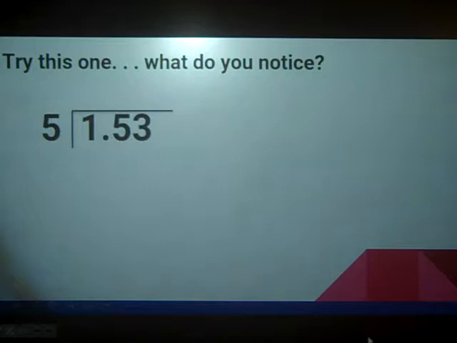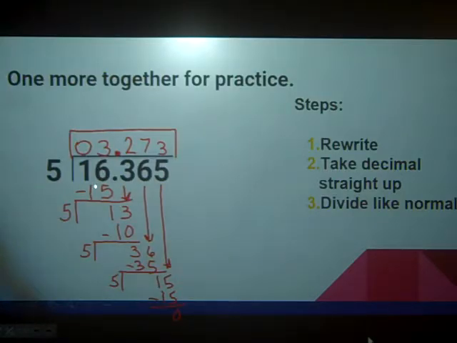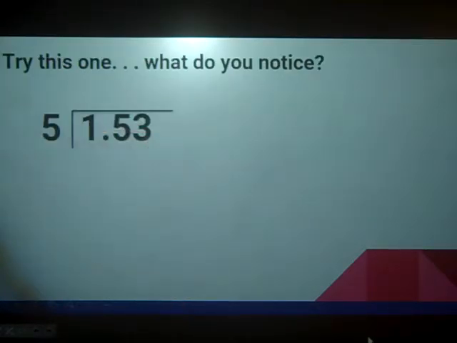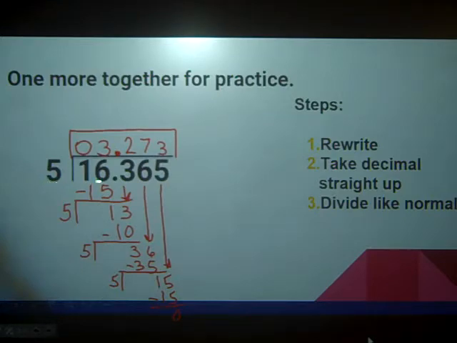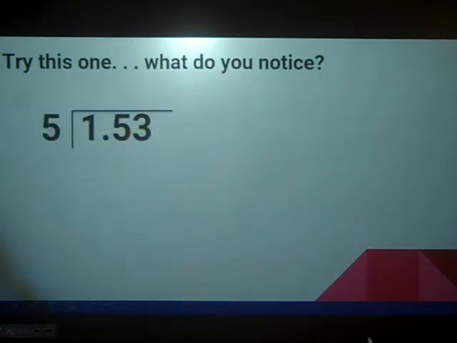There's less value. What I'm dividing is smaller. Yes, ma'am, 5 is greater than 1. In the last problem, 5 was not greater than that. But this time, 5 is bigger than the whole thing. So I know that my quotient is going to be less than one whole, right?